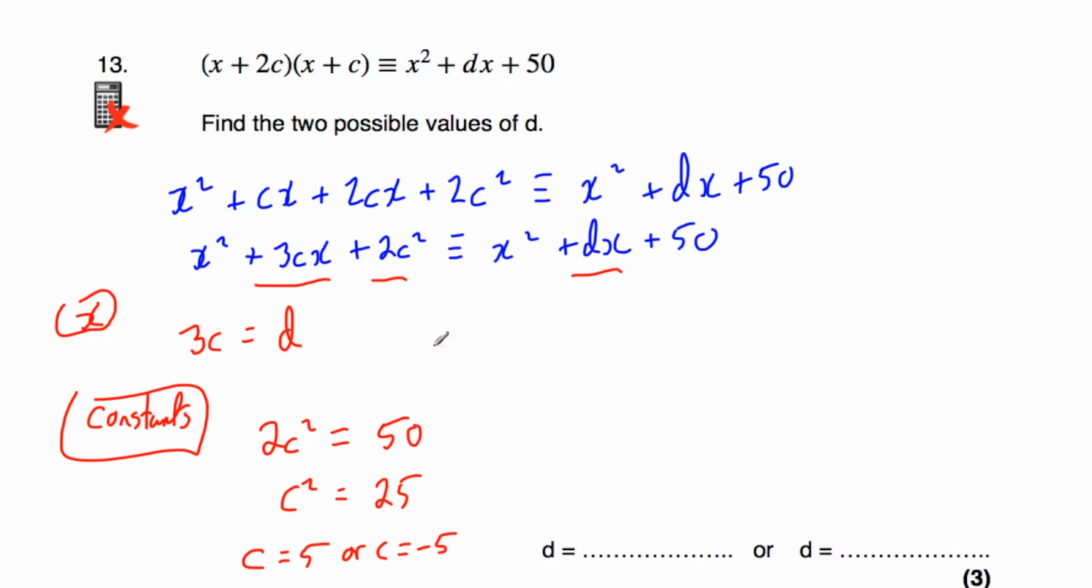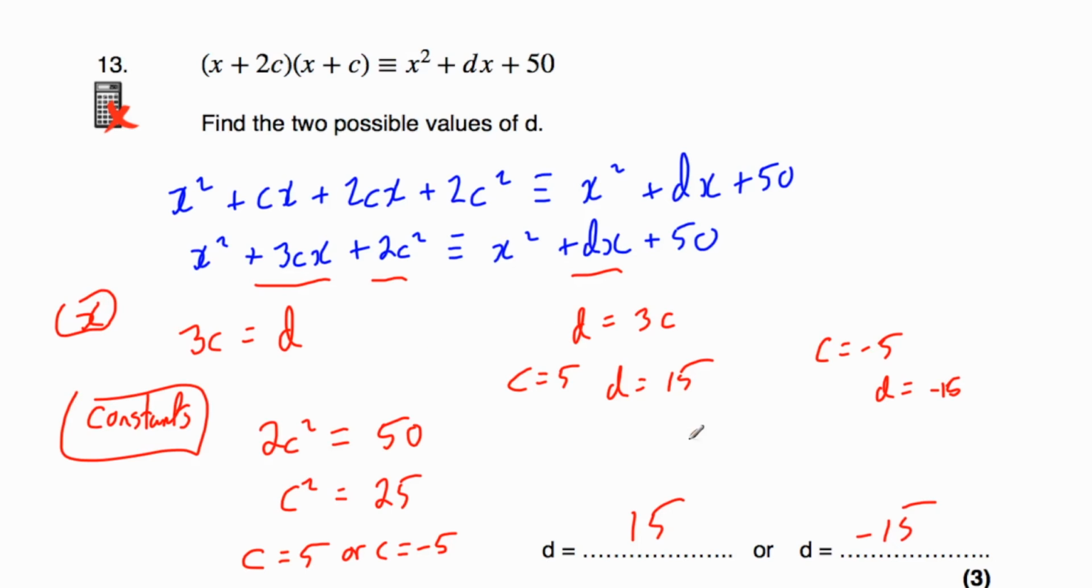Now if we go back up here, we've been asked to find the two possible values for d, so let's substitute these into this equation to find out what d would be. We know that d is equal to 3c. If c is equal to 5, we get that d is equal to 3 times 5, so that would be 15, so that's one possible solution. Or if c is equal to -5, we get d is equal to 3 times -5, which would be -15. So that means that d is equal to 15 or -15, and that's it. So there are two possible values of d.